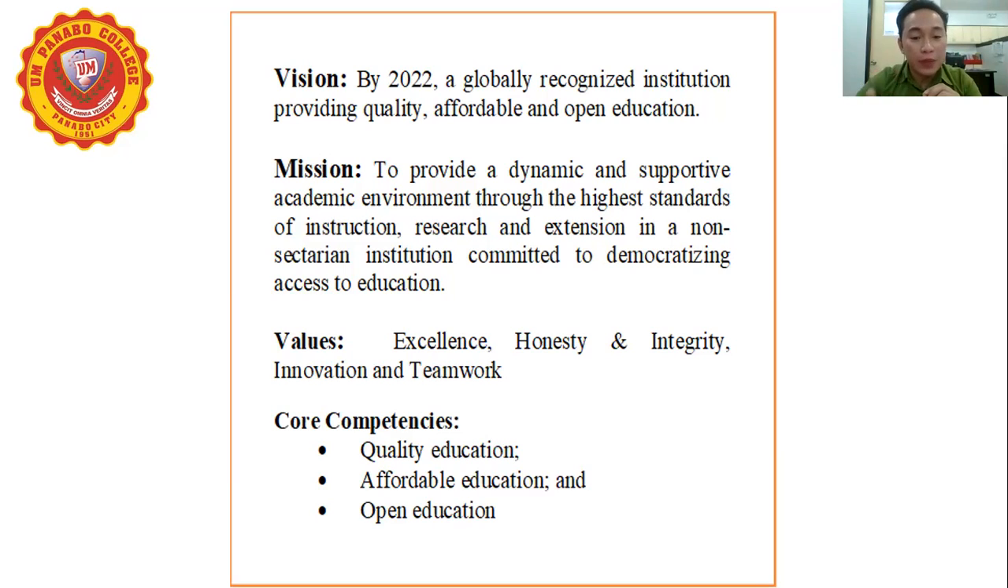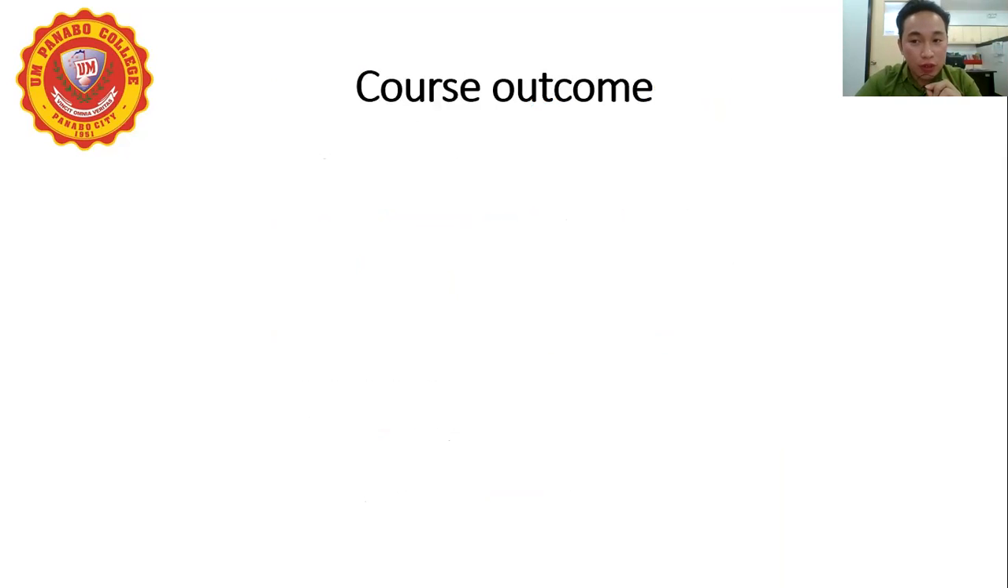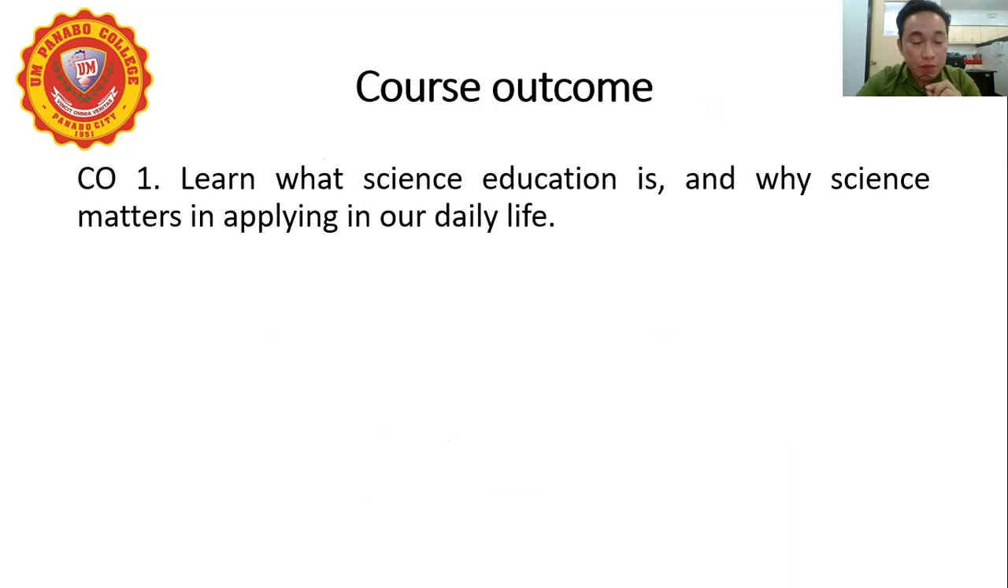Then the three core competencies are quality education, affordable education, and then open education. Okay, for the course outcome of EDSI 2, the first one is to learn what science education is and why science matters in applying in our daily life. So you will also learn other fields in science education, not just biology and chemistry, but physics, earth science, and space science.